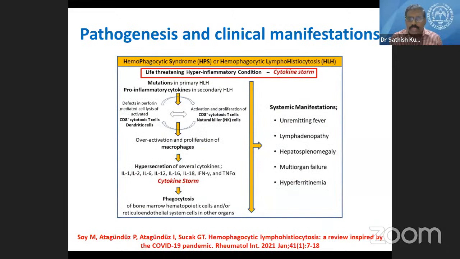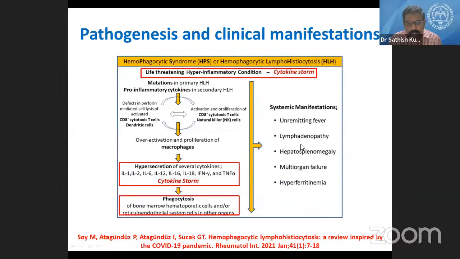So when you look into the pathogenesis of cytokine storm syndrome in children with hemophagocytic syndrome, when they become a life-threatening hyperinflammatory condition, as I said, it can be due to mutations or it can be due to inflammatory conditions. Overactivation of macrophages leads to hypersecretion of several pro-inflammatory cytokines like IL-1, 2, 6, 12, 16, leading to cytokine storm, again stimulating the macrophages, leading to hemophagocytosis, which leads to the typical clinical manifestations.